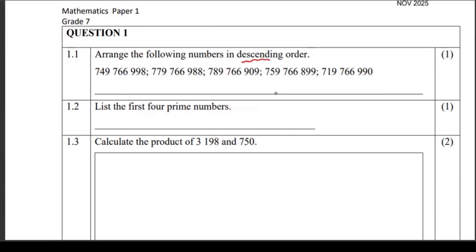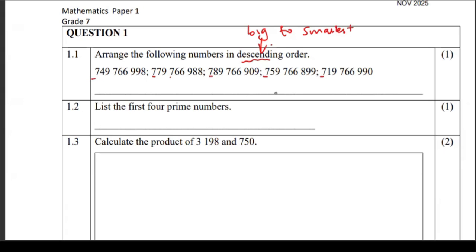So this is part of the whole numbers. When you talk about descending order, it's basically an order where you start from the big to the smallest. Okay, so the biggest number to the smallest. When you look at all these numbers, they're in millions. Okay, so since they're all in millions, let me start by looking at the first digit. So they all start with 7s. Okay, we have a 7, there's a 7, and then there's a 7.